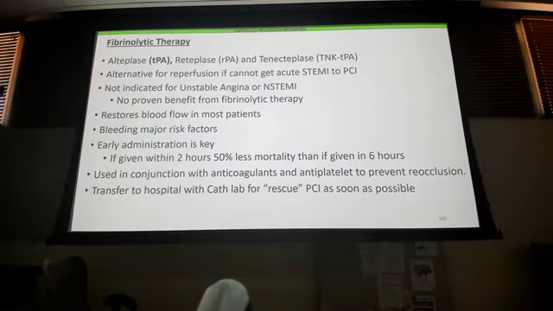We also talked about the fibrinolytic therapy, so things like TPA. If you can't get them to a PCI capable facility or get them into the PCI lab within that time hack, then you're thinking of giving them fibrinolytic therapy to break up that clot. And this is usually only in the setting of a STEMI, okay? Not indicated for unstable angina or NSTEMI.